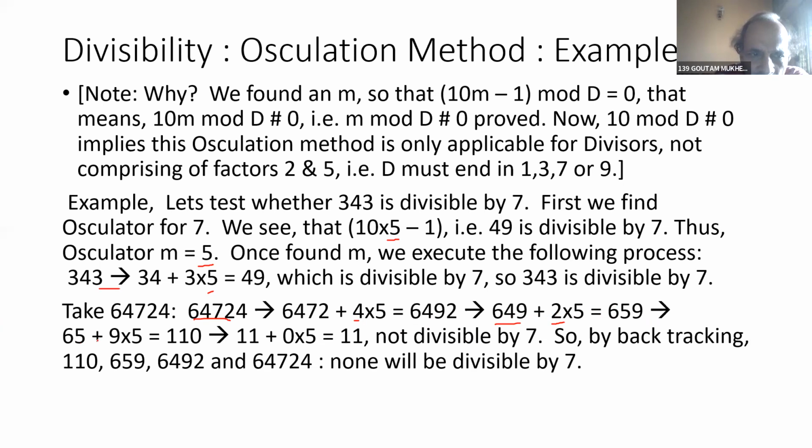So that way it goes. It becomes smaller and smaller, gradually. So it becomes very easy. At times it becomes very easy. 11 is not divisible by 7. So therefore, backtracking, we get 110, and ultimately 64724, none are divisible by 7.